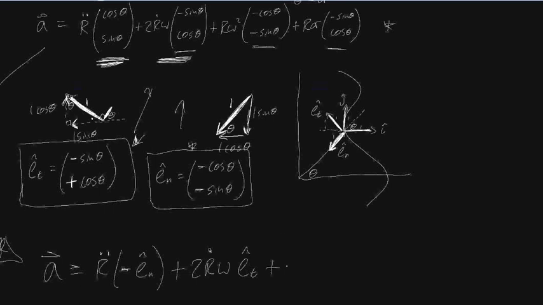And we're going to be adding that to this term, which is r omega squared times, well, what's this? That's going to be En. And we're going to be adding that to r alpha times, what's this? Well, that's going to be minus sine theta, cosine theta, which is ET. Okay, I hope that makes sense.